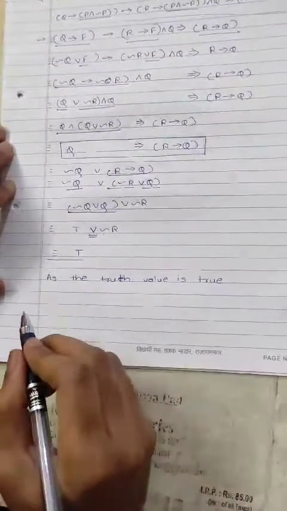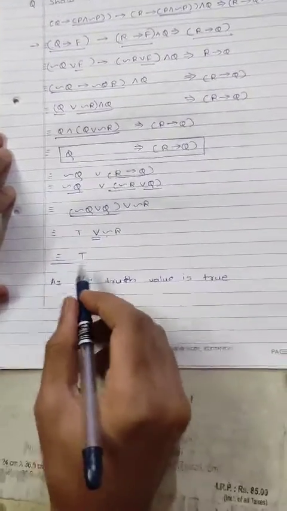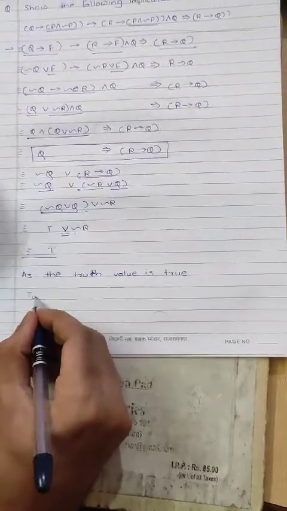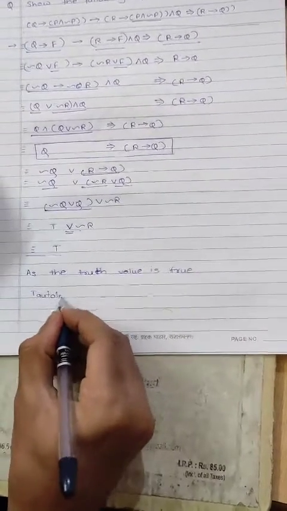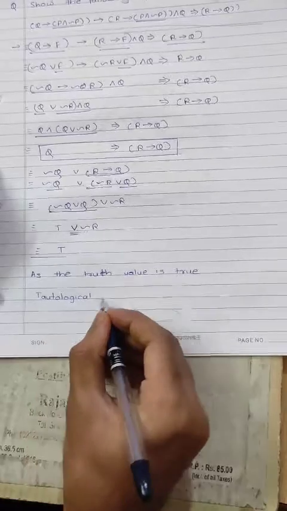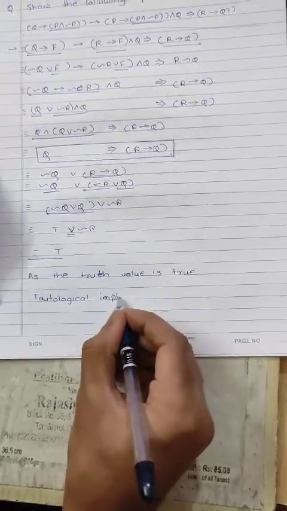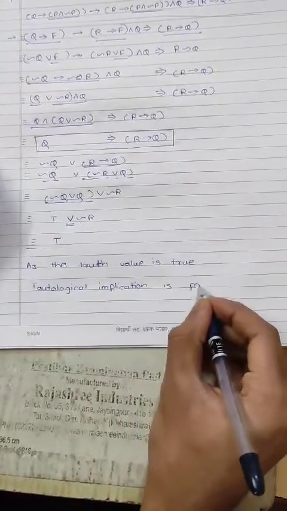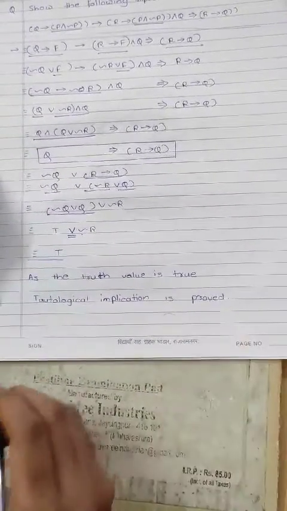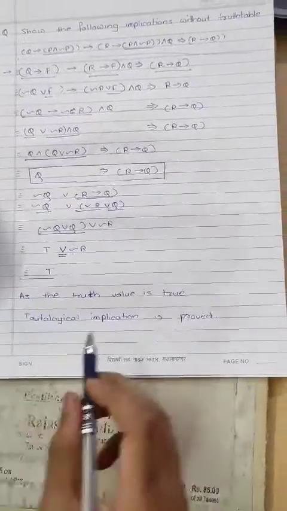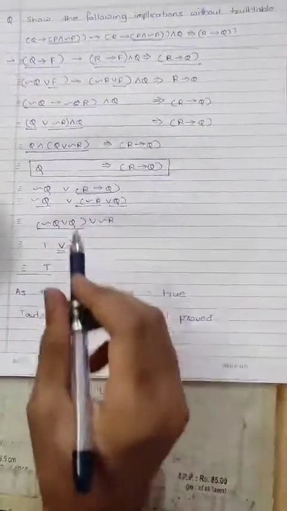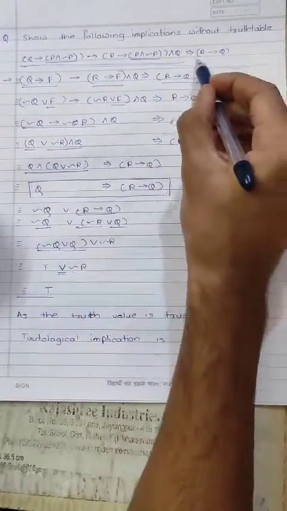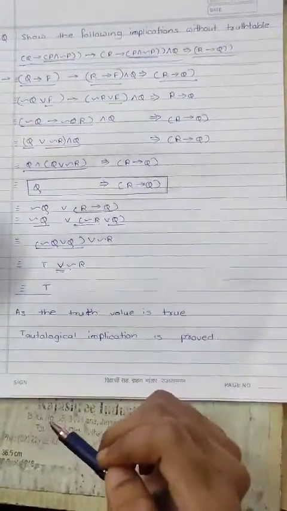Now what happens when the truth value is true? We can show by this that the tautological implication is proved. What does it mean that the tautological implication is proved? It means that the values of this statement and this statement will be the same in the truth table.